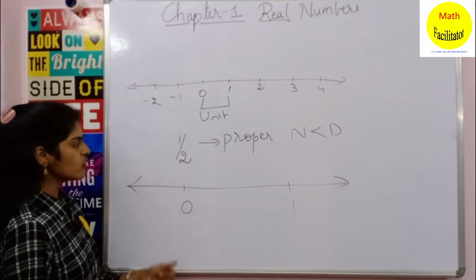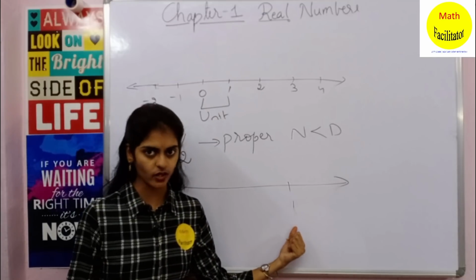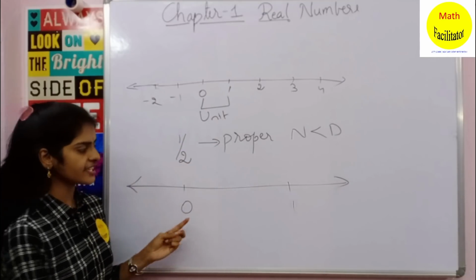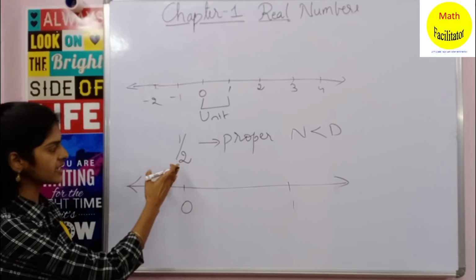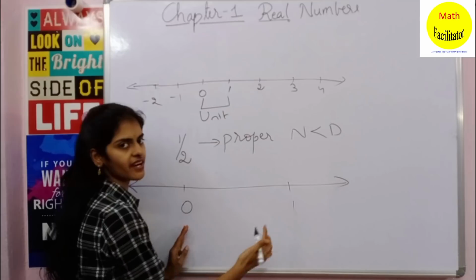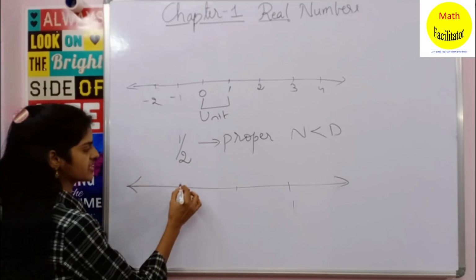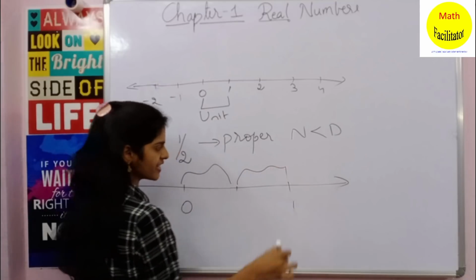Now the denominator tells you how many parts you should divide the unit distance into. So it is 2 here. The denominator is 2, so this unit distance has to be divided into 2 equal parts. So now these are the 2 equal parts. This is part 1 and this is part 2.